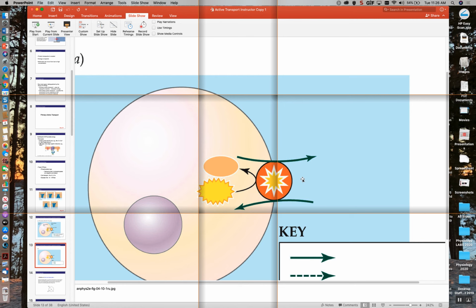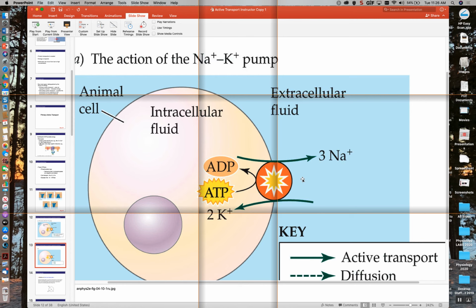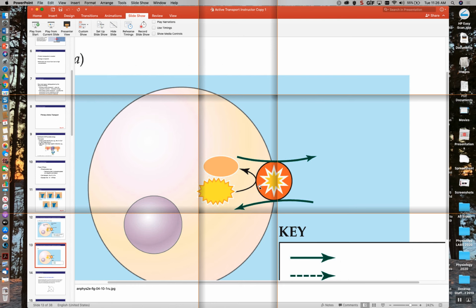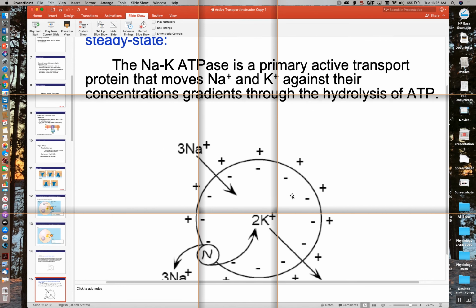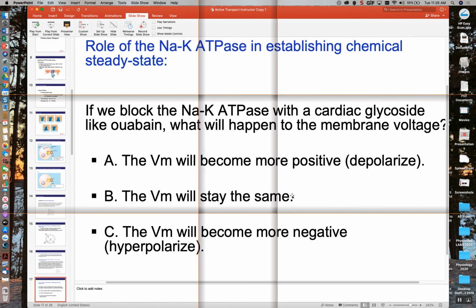Okay. So here are our brain teasers. I want you to think about this. Here is an interesting way to think about the pump. If we block the pump with a cardiac glycoside like ouabain, which is just an inhibitor of the pump, what do you think will happen to membrane voltage? We just have a few minutes here. You can just turn to your neighbor.